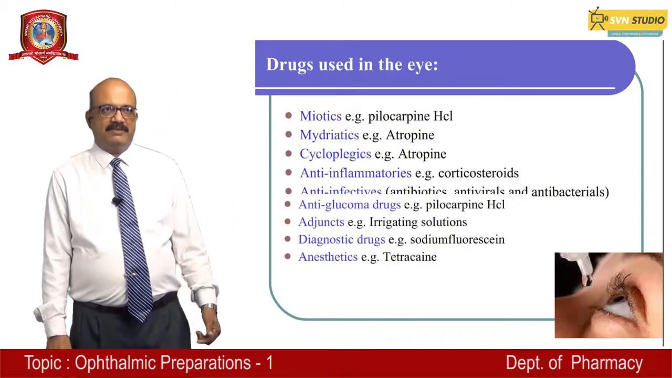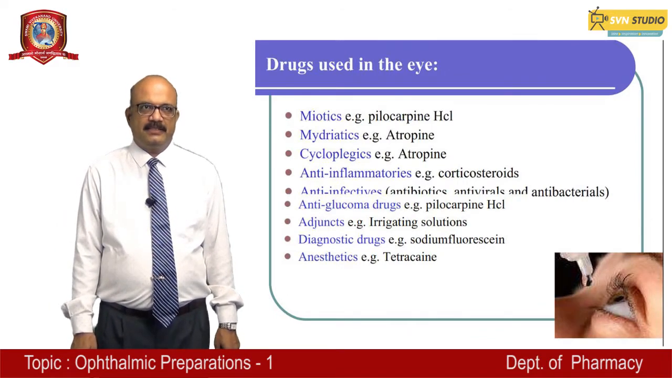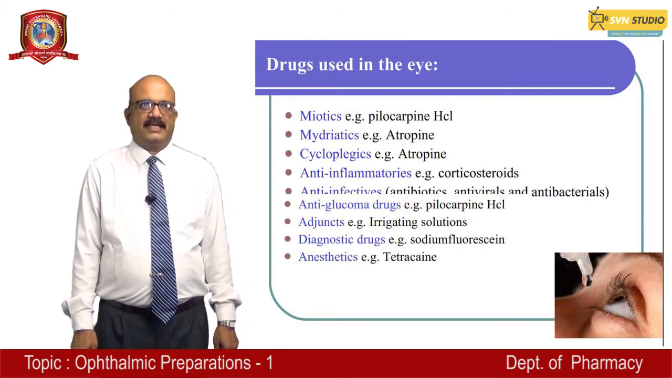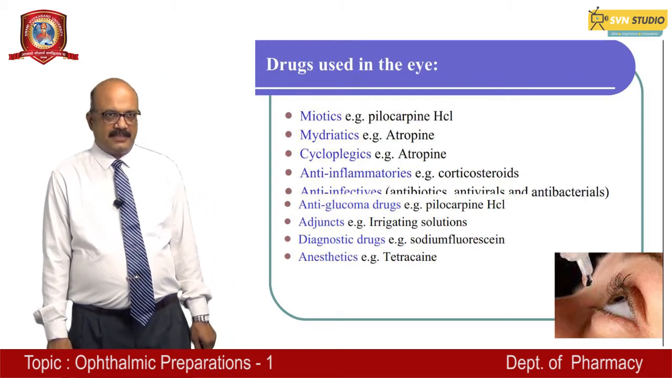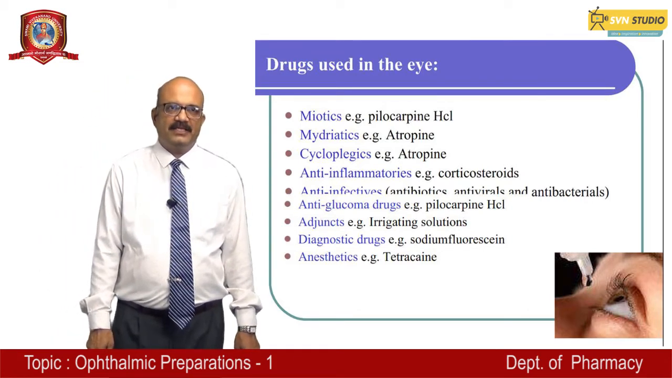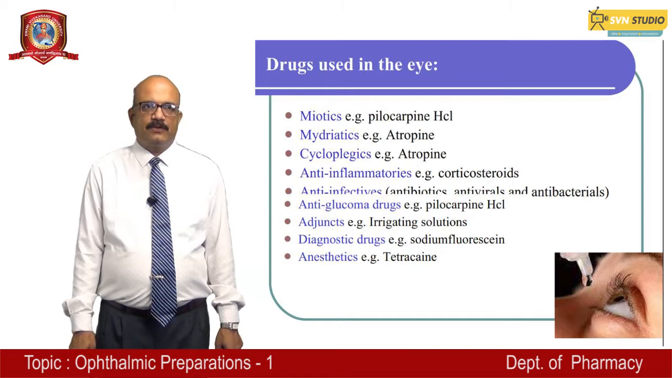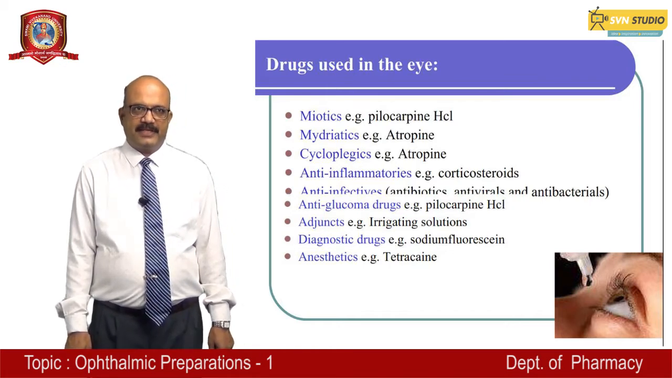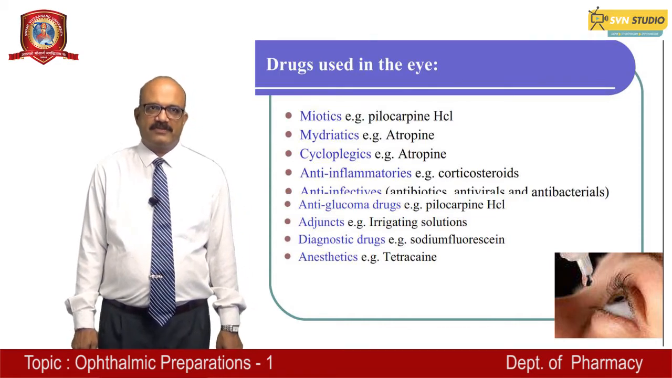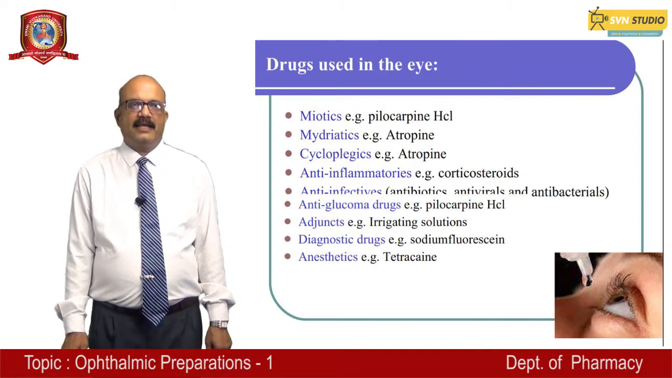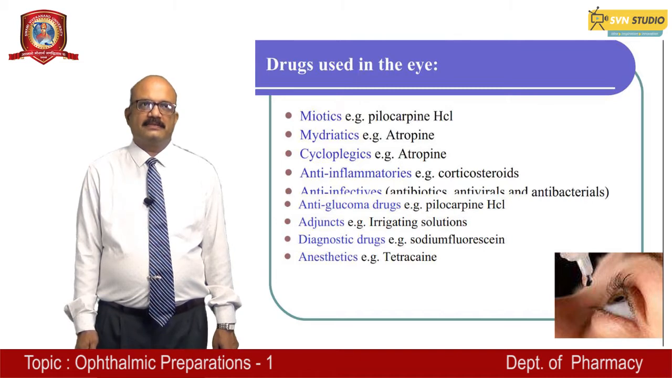The various categories of drugs which can be administered in the eye include miotic drugs like pilocarpine hydrochloride, mydriatics like atropine, cycloplegic drugs, anti-inflammatories like various corticosteroids, anti-infective agents, anti-glaucoma drugs like pilocarpine hydrochloride, adjuncts, and irrigating solutions. Also diagnostic drugs like sodium fluorescein, and anesthetics like tetracaine. These are the various categories which can be used for instillation into the eyes.